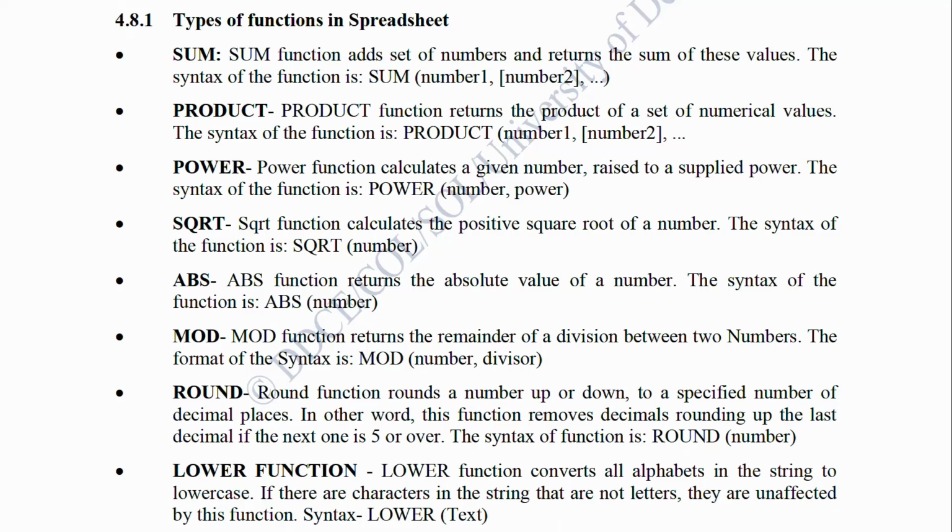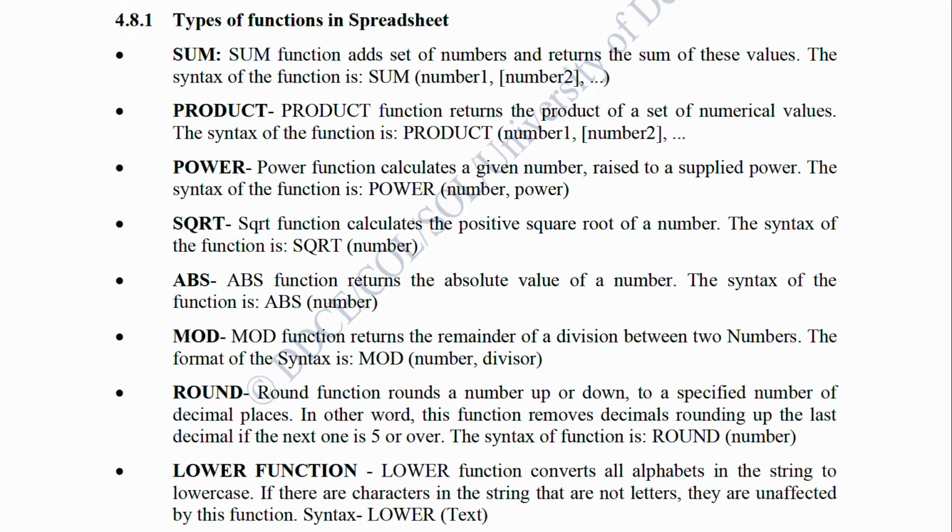4.8.1 Types of functions in spreadsheet. Number 1, Sum. The Sum function adds a set of numbers and returns the sum of these values. The syntax of the function is SUM(number1, number2). Next is Product. The Product function returns the product of a set of numerical values. The syntax of the function is PRODUCT(number1, number2, etc.).